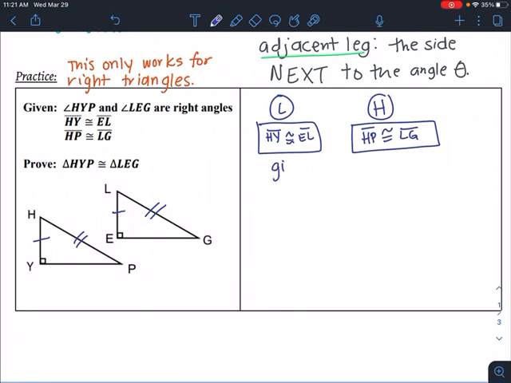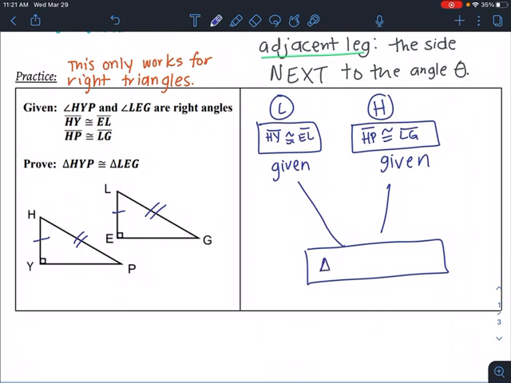Again, remember, these are given statements. Therefore, by definition, triangle HYP is congruent to triangle LEG by hypotenuse leg congruence. If you need to pause this video to take notes, I suggest you do so here. And if you're done, go ahead and go to the next page. We do have quite a few notes to take there as well.